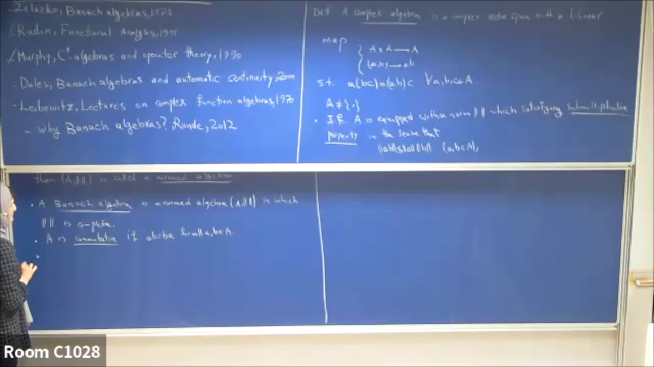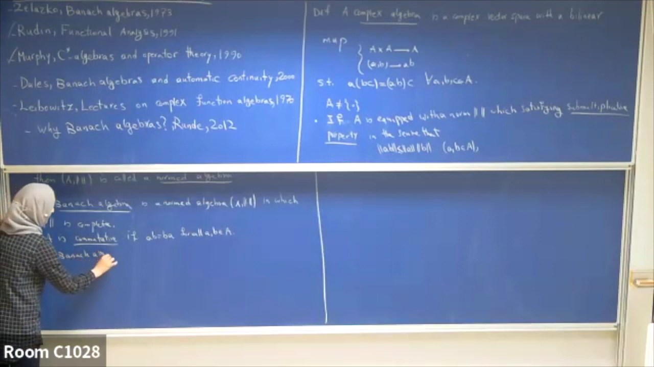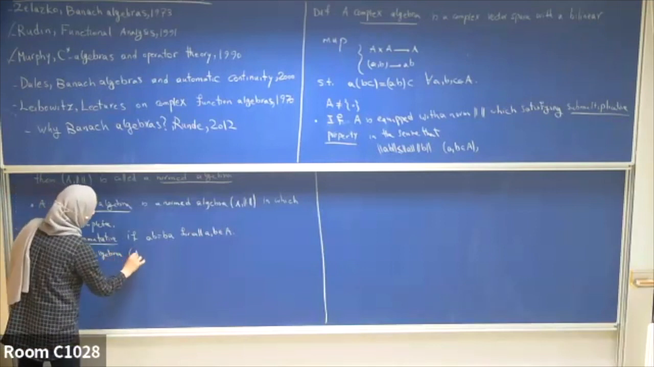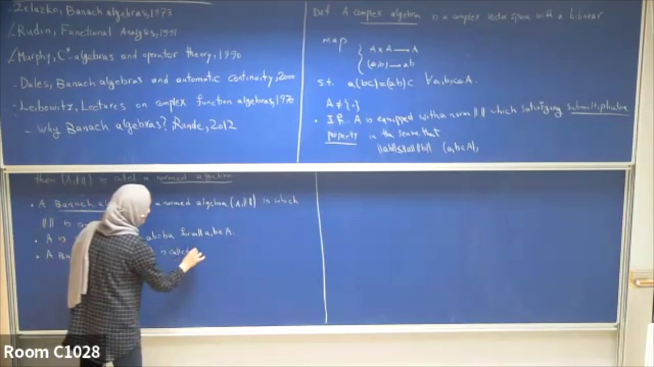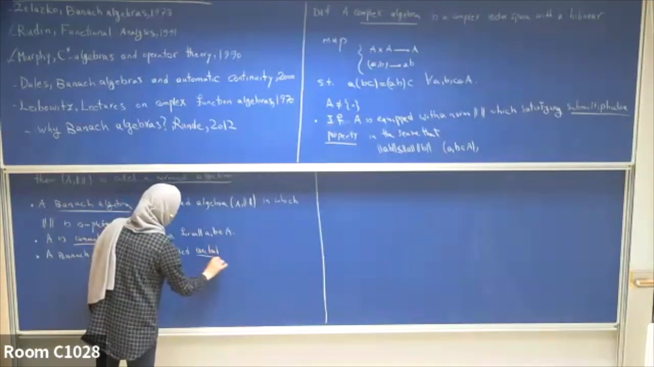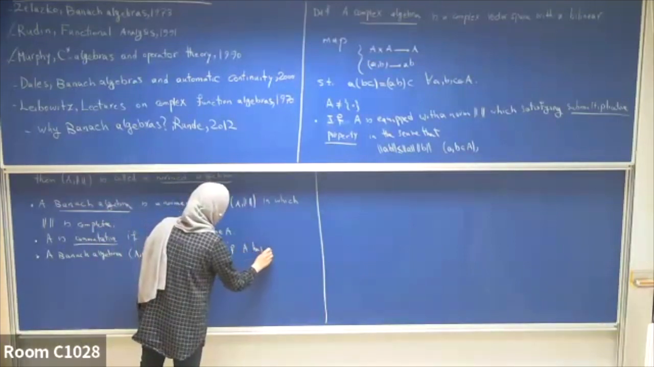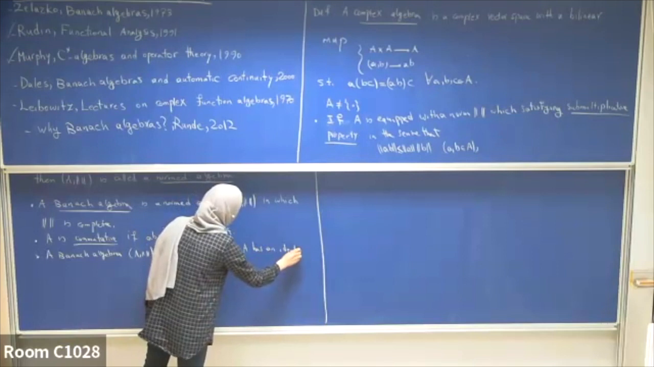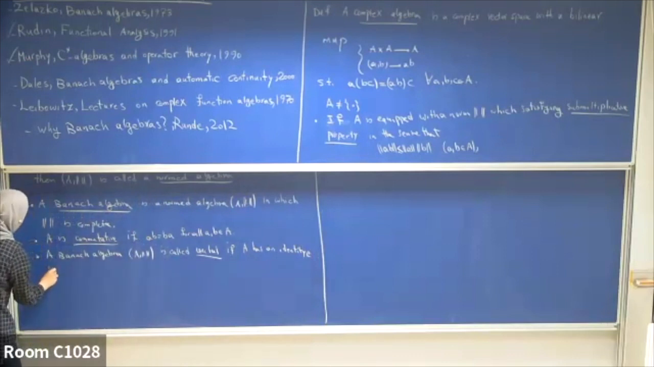And the last one, of course, a Banach algebra A is called unital if, first of all, A has an identity, like E, and the norm of the identity element we require to be 1.